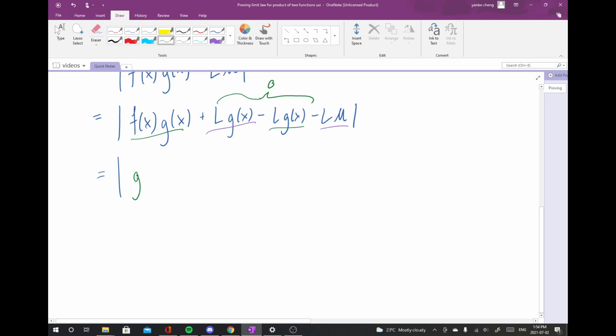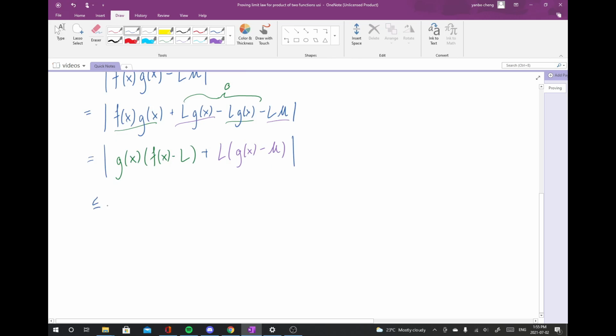So grouping it, you get g of x times f of x minus L plus L times g of x minus m. And this is exactly what we wanted. We have some constant, maybe we'll have to manipulate g of x into something, preferably like m or L, so that it's a constant, but we have these two, and we can set epsilon for these.